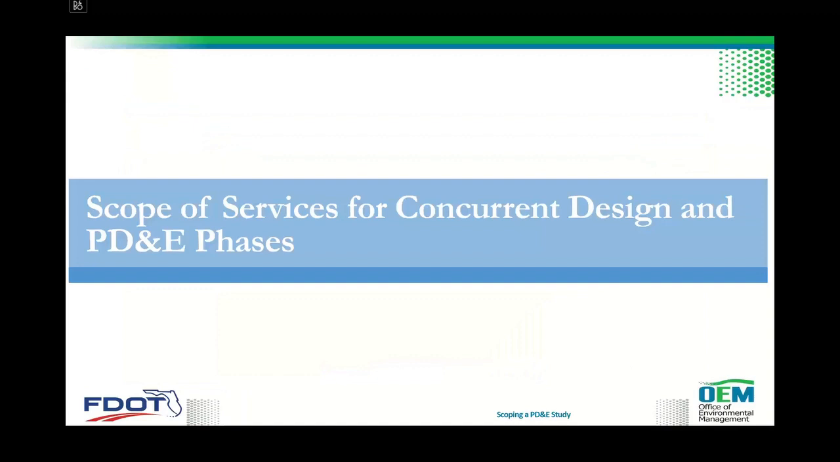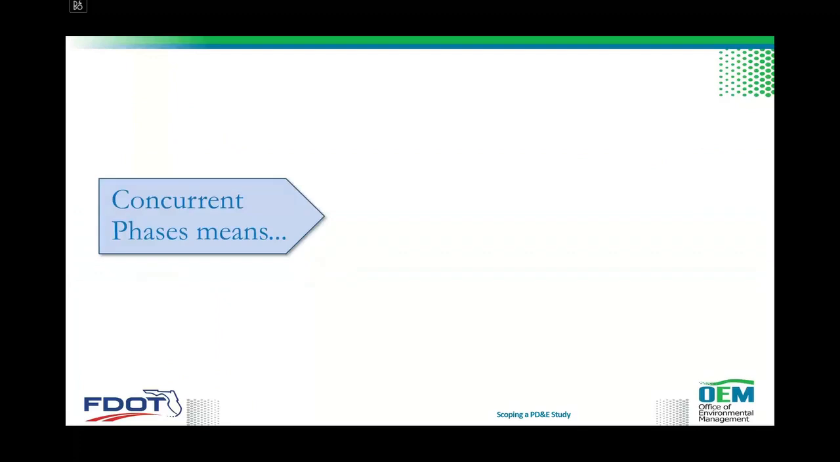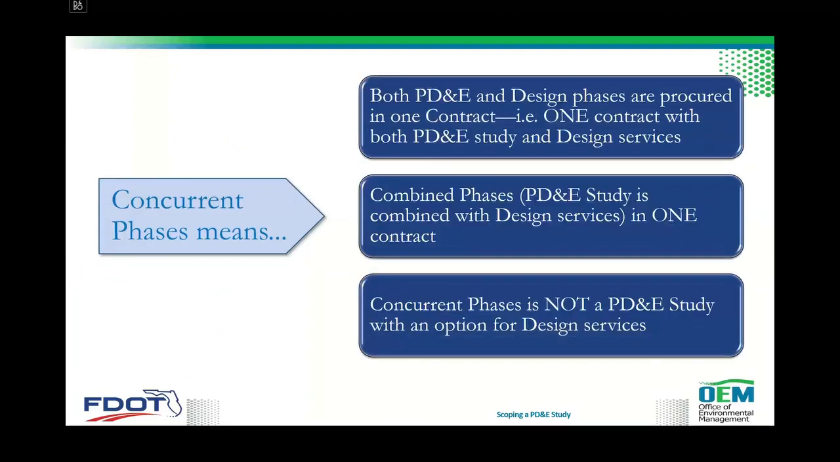Okay, so for concurrent design and PD&E phases, this is basically what it means. Both PD&E and design phases would be procured in one contract. In other words, one contract with both PD&E study and design services. The combined phases, being the PD&E combined with design service, is one contract. That is what it means, or rather, the concurrent phase is not a PD&E study with an option for design services.